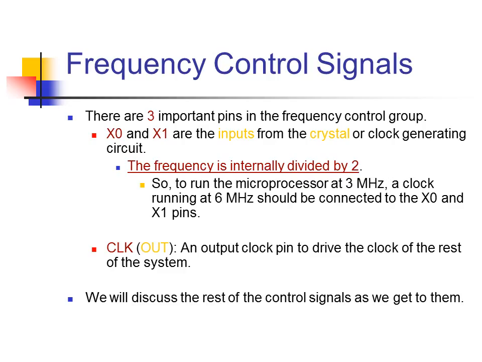And frequency control signals. There are three important pins in the frequency control group: X0 and X1 are the inputs from the crystal or clock generating circuit. The main important feature of the 8085 microprocessor is that it consists of an on-chip clock generator. The frequency is internally divided by 2. So to run the microprocessor at 3 MHz, a clock running at 6 MHz should be connected to the X0 and X1 pins. Clock out is an output clock pin to drive the clock of the rest of the system. We'll discuss the rest of the control signals.